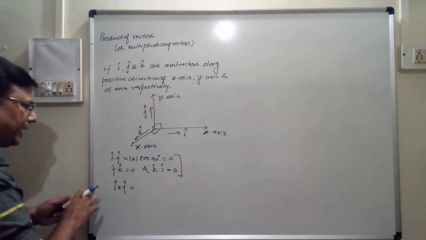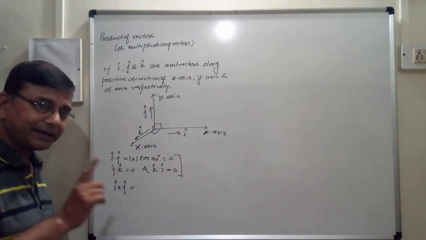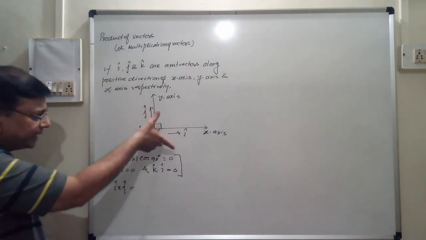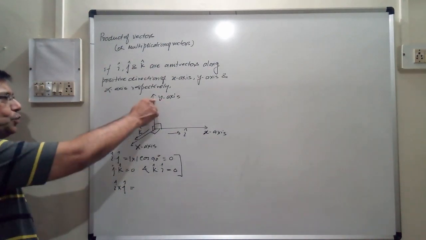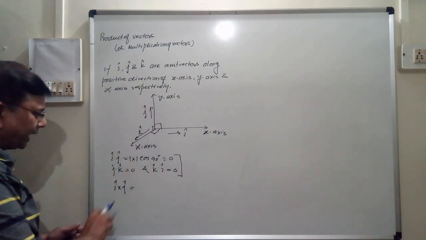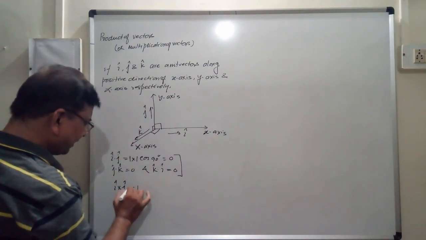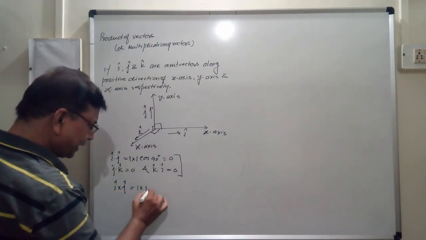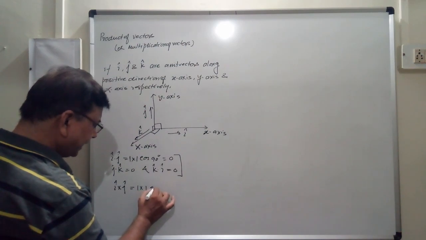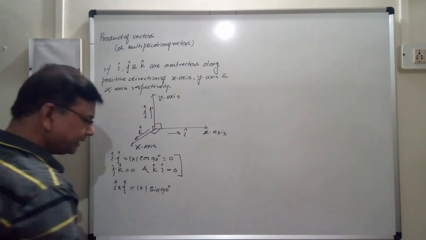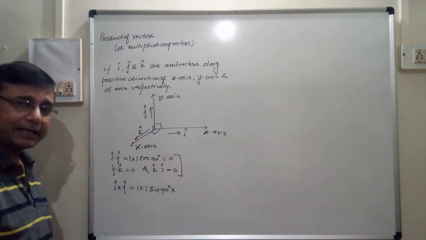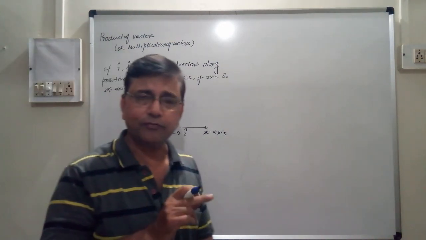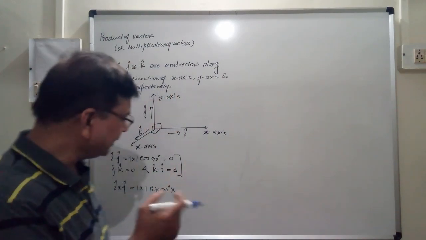I cross J, you see, cross product, it is a vector product. So I cross J, turning anti-clockwise movement, I to J. So I cross J means magnitude of I into magnitude of J into sine of angle between these two, 90 degree, into unit vector in the direction of the vector I cross J.